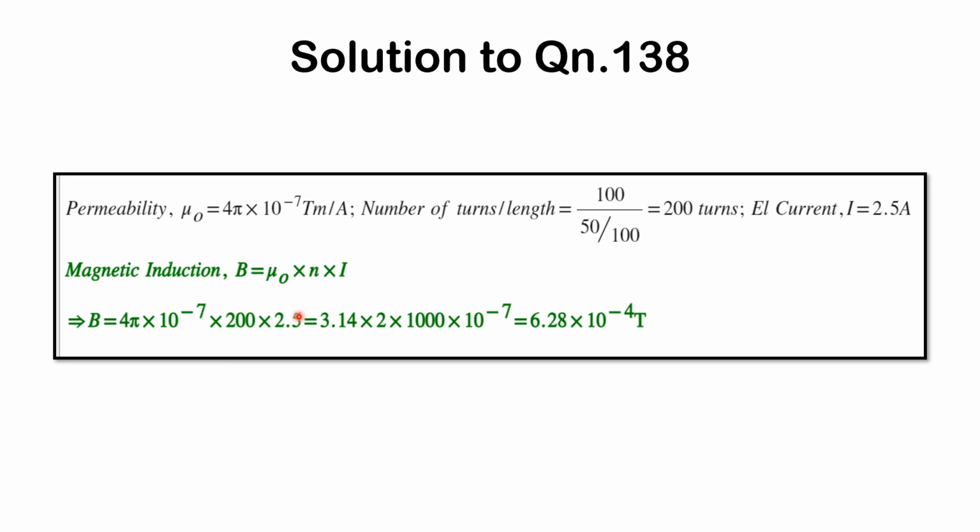4 times 2.5 gives you 10. 200 can be written as 2 times 100. 10 times 100 gives you 1000. So what we get is 3.14 into 2 into 1000 into 10 power minus 7. 3.14 into 2 multiplied gives 6.28. 1000 is 10 power 3 times 10 power minus 7. So when you add the powers, you get minus 7 plus 3, so you get 10 power minus 4. So the answer is magnetic induction B is equal to 6.28 into 10 power minus 4 Tesla.